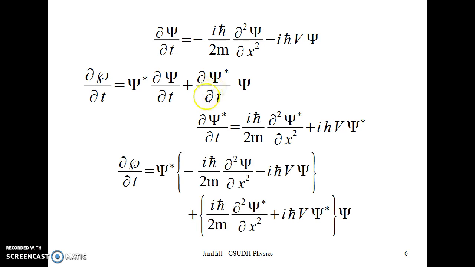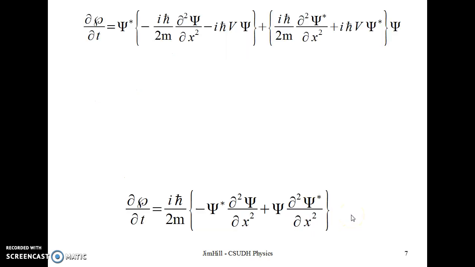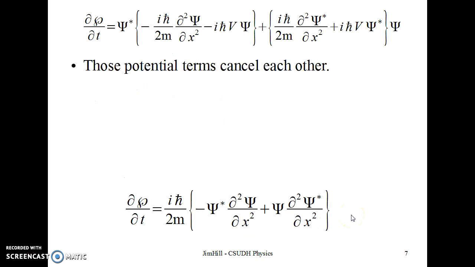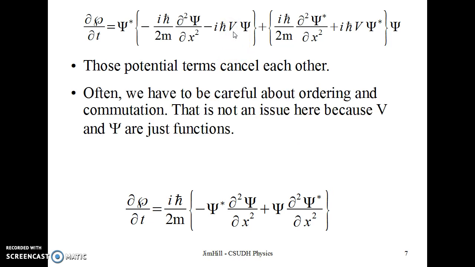And it's going to look a little long at first. This is all one equation down here. But notice I've got psi star minus i h bar V psi. And here I've got plus i h bar V psi star psi. I do have to move, that is, switch the order of the V and the psi star to show that those terms cancel, but I can do that.